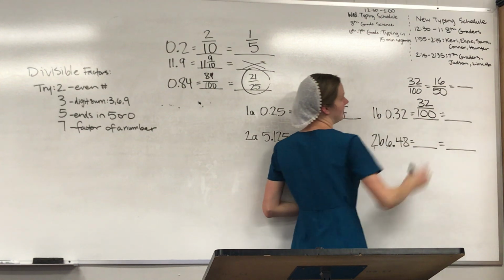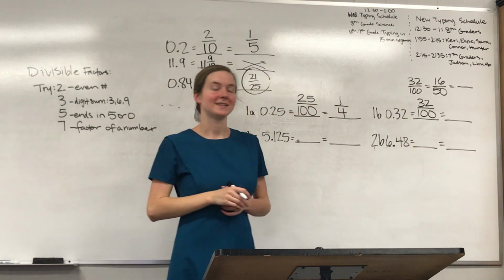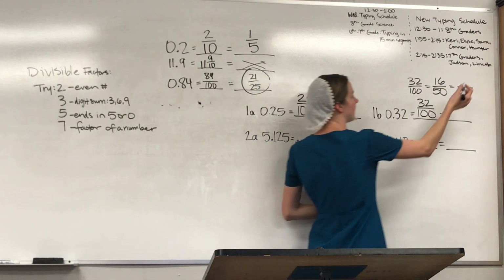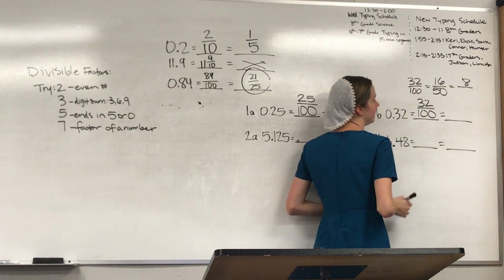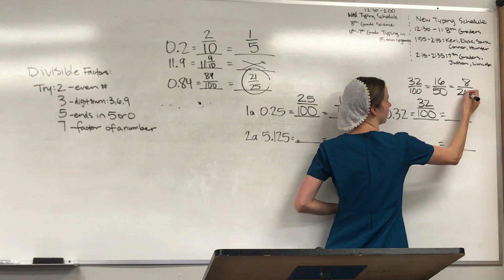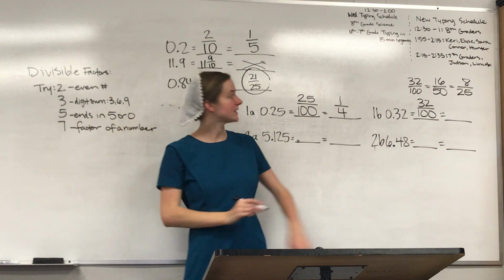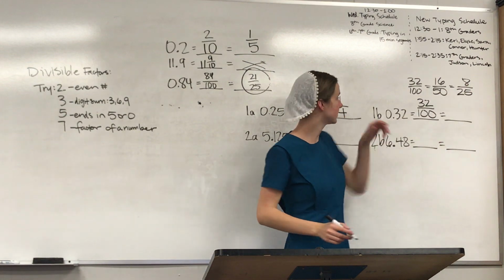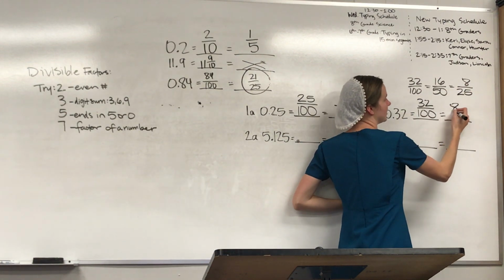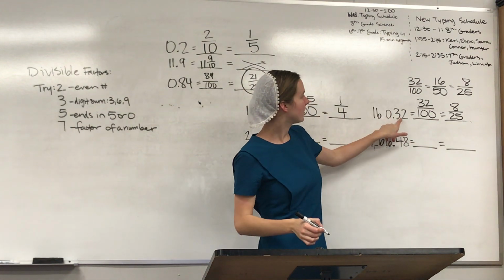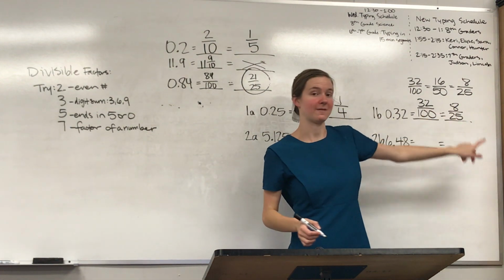We're still not done because 16 and 50 are both even numbers again. So 16 divided by 2 is 8. 50 divided by 2 is 25. Now, 2, 3, 5, and 7 cannot go into both of these numbers, so our simplified fraction is 8 over 25. 0.32 equals 8 over 25.